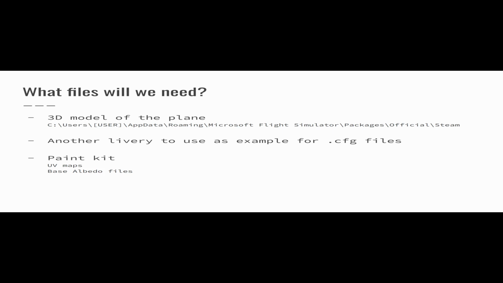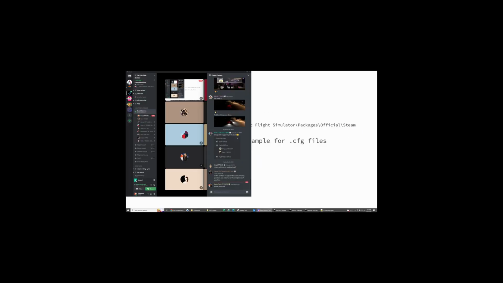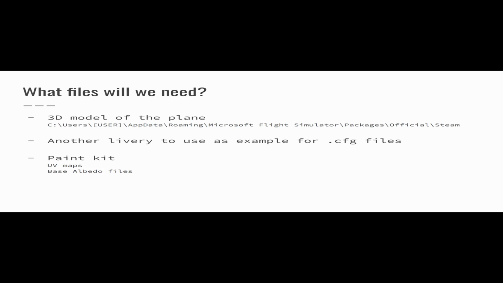The files you will need in order to start designing: first, the 3D model of your plane. And today we're basically covering only planes that have existing 3D models, and that is most of the default planes in the sim, and a few DLC ones. I would recommend going on flightsim.to and downloading another livery for the same plane, just so that if you don't have a template for that plane, you have a template from an existing one and you edit the existing one.